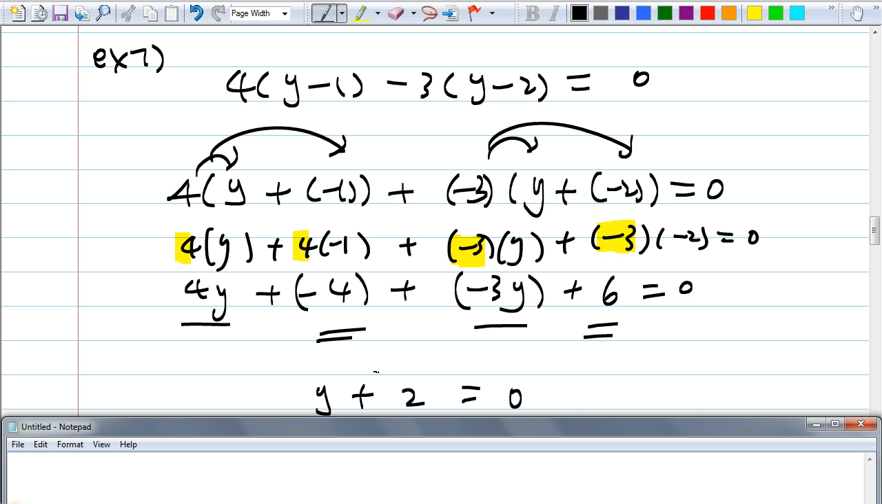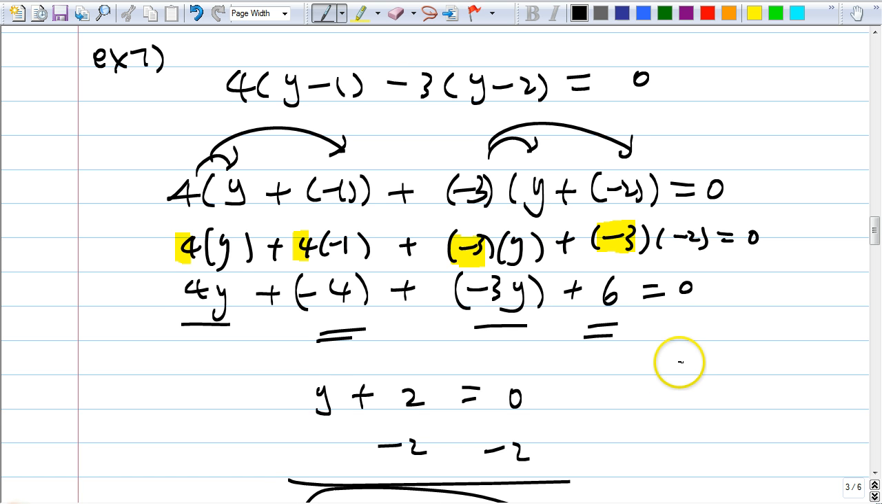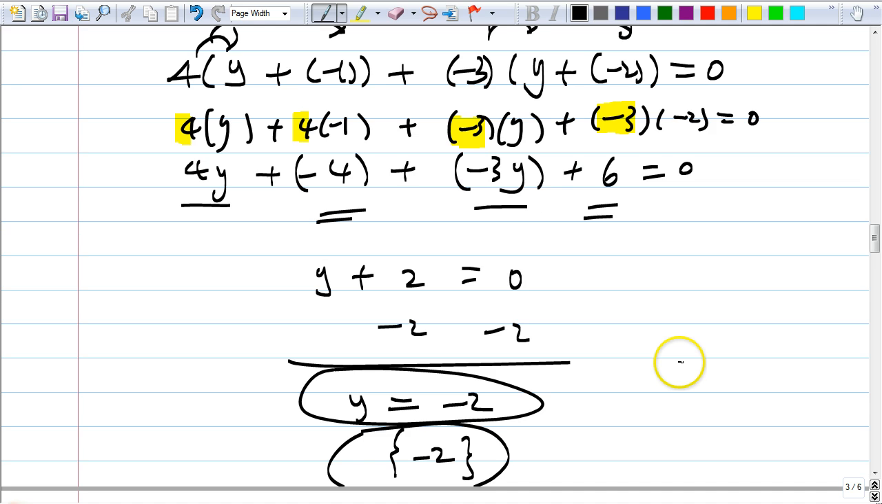No? How do we solve for y? Let me see. Oh, Allah, what do you think? Subtract 2 from both sides, or add negative 2. What's the answer? y is equal to negative 2. Any questions? You could either write it this way or the other way. It's up to you. Any questions?